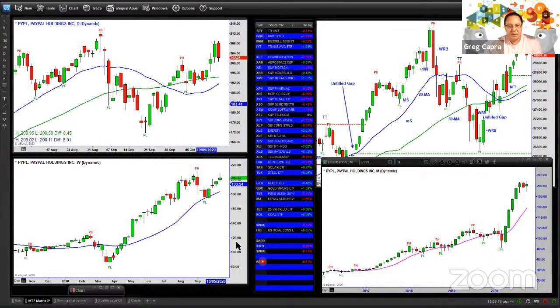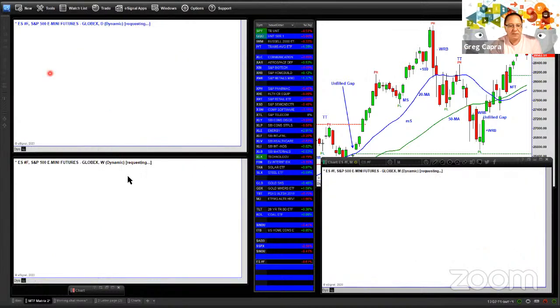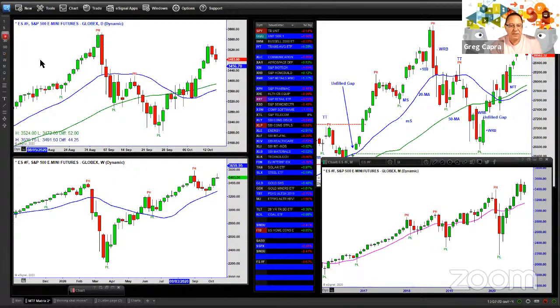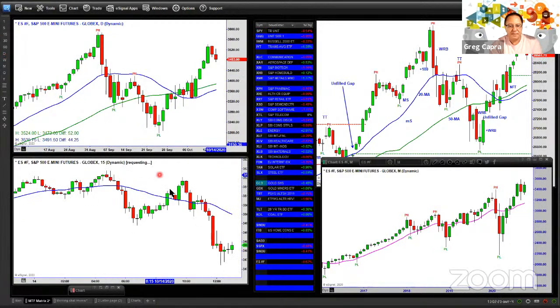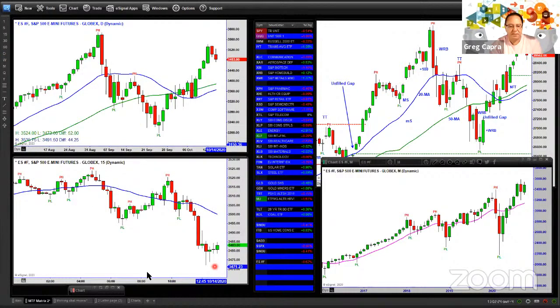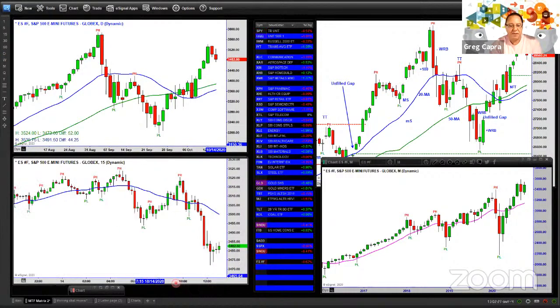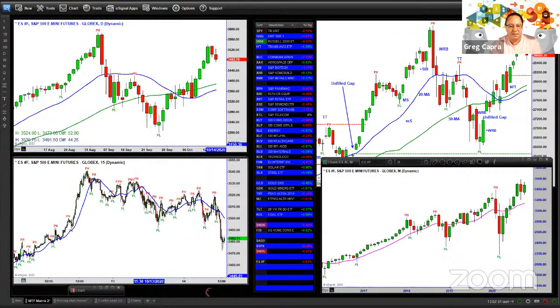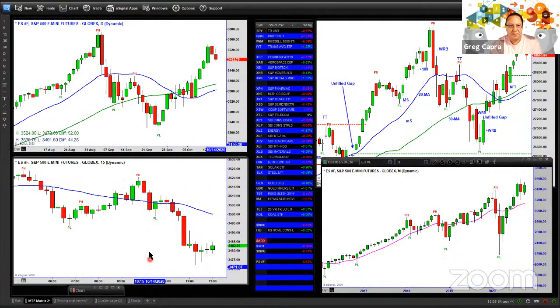So let's take a look at where the futures are at here, right? M top beginning on the 15-minute chart. Right there's your breakdown. So nothing to do here. It's trying to stabilize, which means it's a good time to go to lunch.